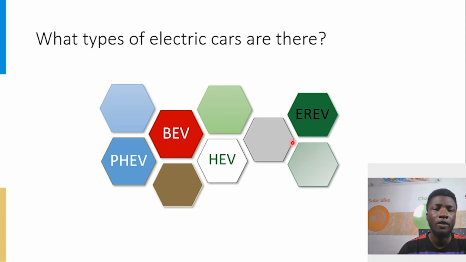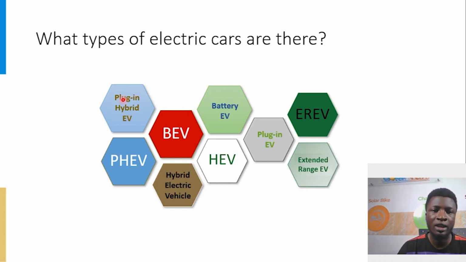Now, we are going to concentrate on the types of electric vehicles. We have, firstly, the plug-in hybrid electric vehicle, the normal hybrid electric vehicle, the battery electric vehicle, and the extended range electric vehicle.